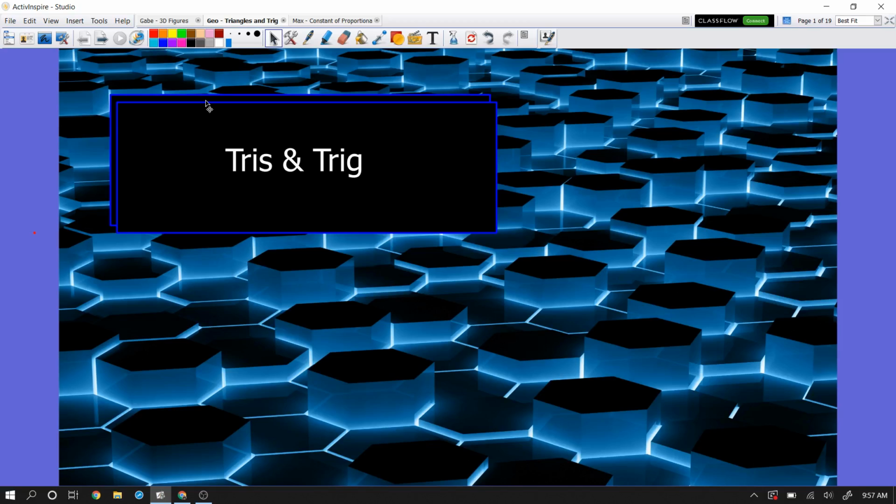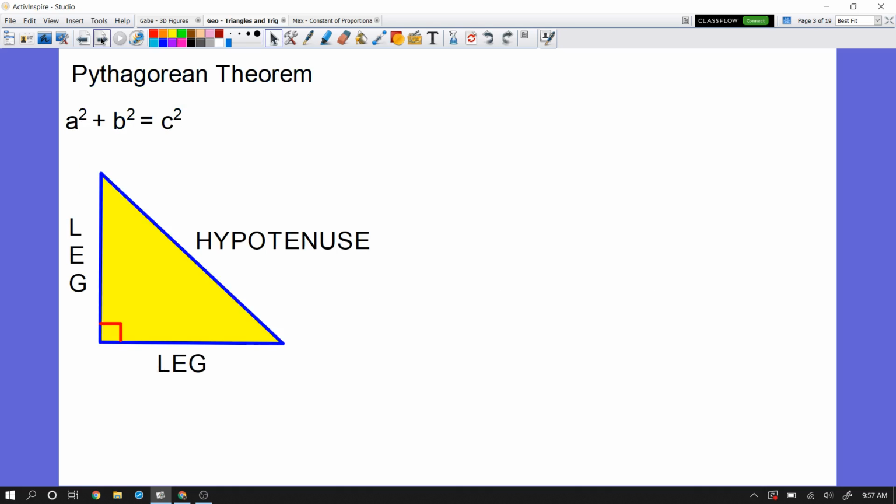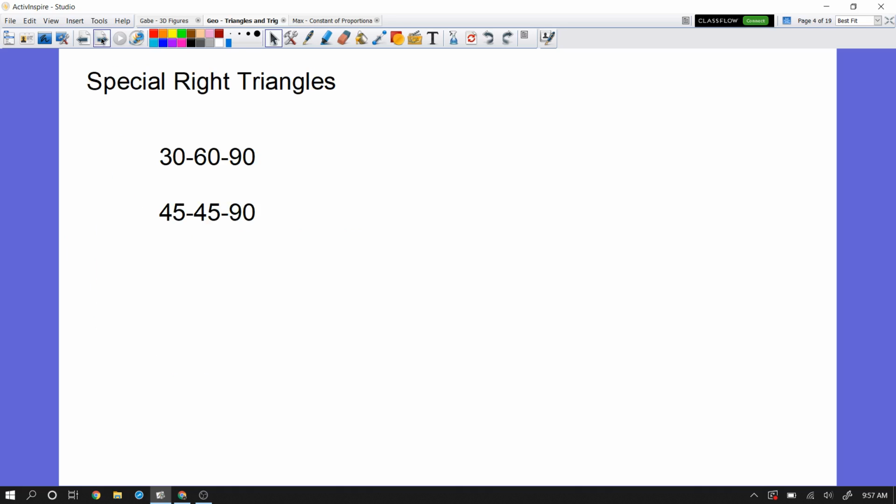Right, triangles and trigonometry. What we went over last time was Pythagorean theorem and what that's used for whenever you're given two sides and you want to find a third side. Special right triangles are going to be important because they're rules that you can identify things with, and they're basically shortcuts.